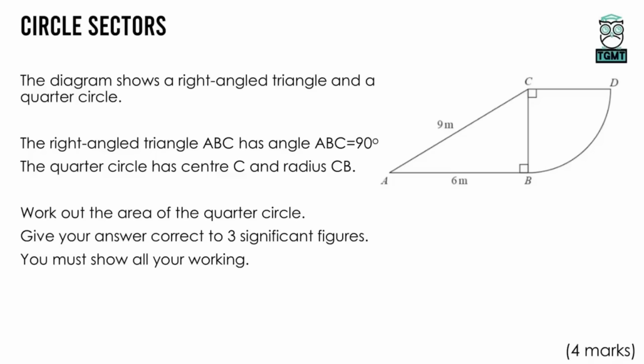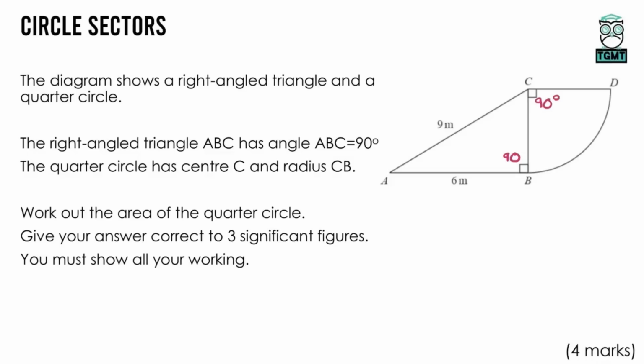Here, we have a right angled triangle connected to a circle sector. It's a relatively nice circle sector because you can see we do have a right angle here, which I'll label, which means it's 1/4 of a circle. So, a nice circle sector. It says the right angled triangle, ABC, has an angle of 90, which we can see there, 90 here as well. And the quarter circle has centre C and radius CB. Work out the area of the quarter circle and give your answer to 3 significant figures.